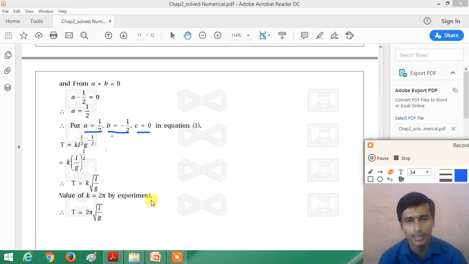The value of k we cannot determine with the help of dimensional analysis. That is the limitation of dimensional analysis. But experimentally, if you find the value of k, it is equal to 2 pi. So the period of oscillations of the simple pendulum T is equal to 2 pi under root L by g. Understand, this example is very important for the examination, and this type of example is asked in the JEE and NEET exams.